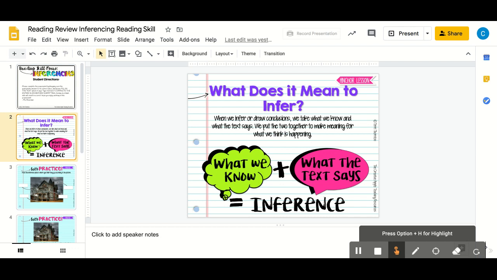Make sure that whenever you are trying to figure out what it means to infer and what you're inferring from a text, a picture, a story, a book, we know what we know and we know what the text says. So let's take a look.